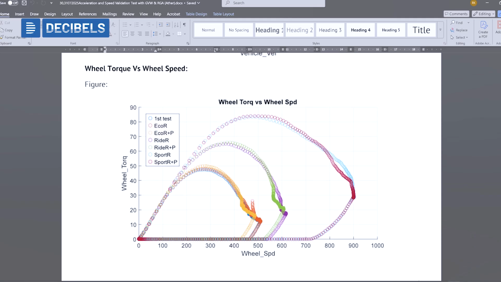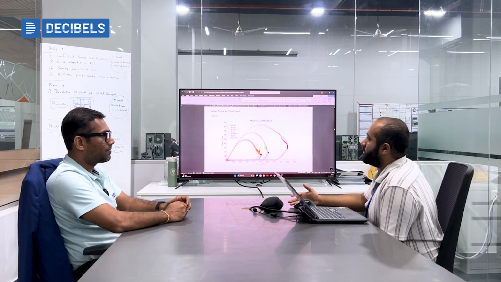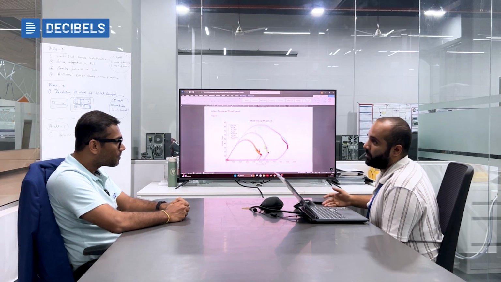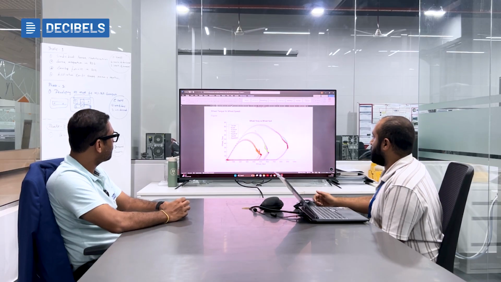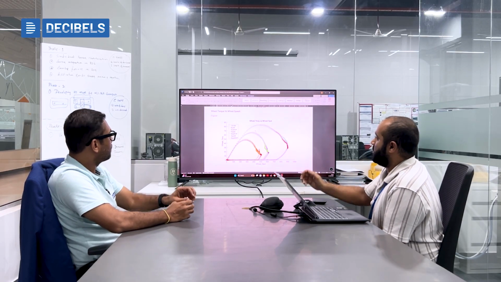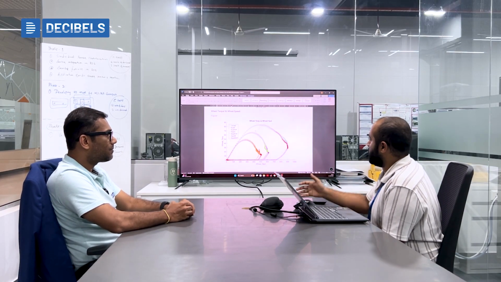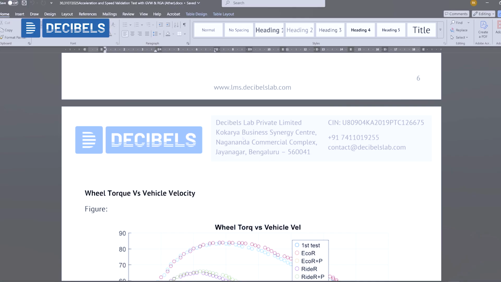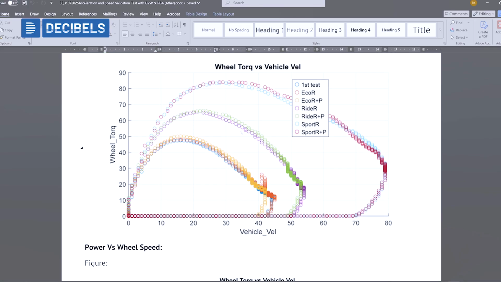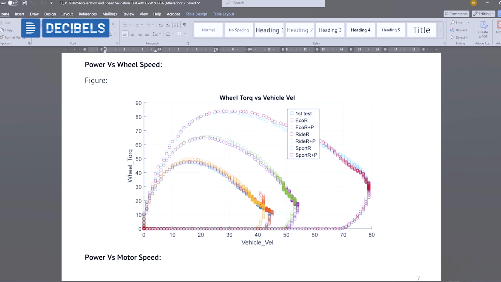So this is very useful when we are trying to estimate or calculate the gear ratio at a vehicle development stage. As we are testing a market-ready vehicle, they would have made sure of that. If you come below, that is wheel torque with respect to the vehicle velocity, and many other things.